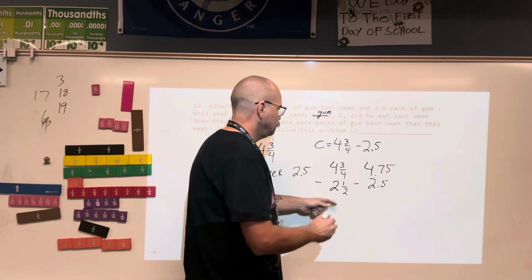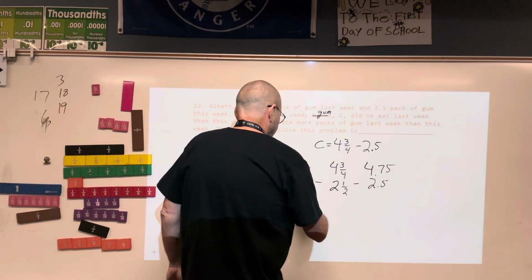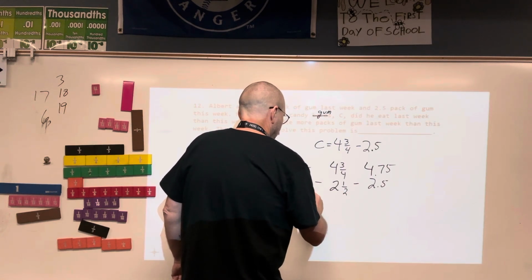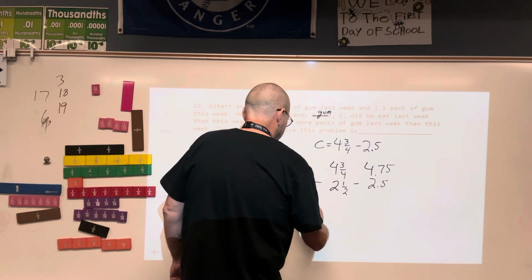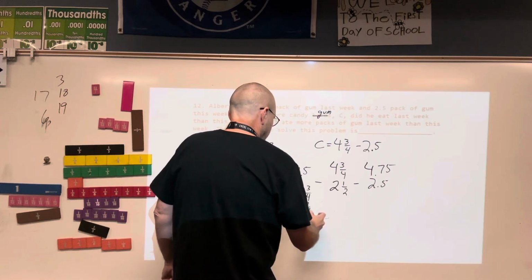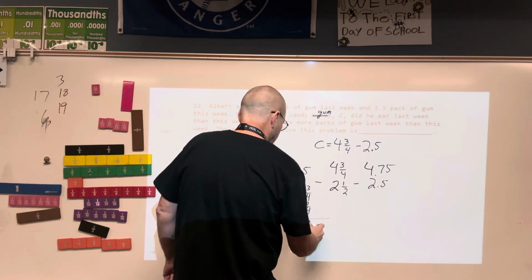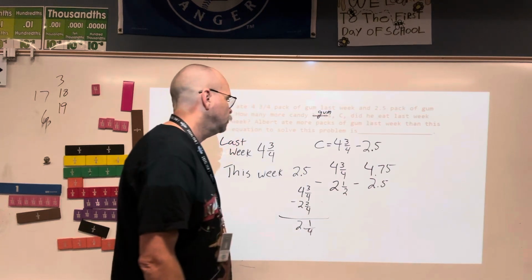1/2 is going to equal 2/4. So if I do 4 3/4 minus 2 2/4, I'm going to get 1/4. I'm going to equal 2 1/4.